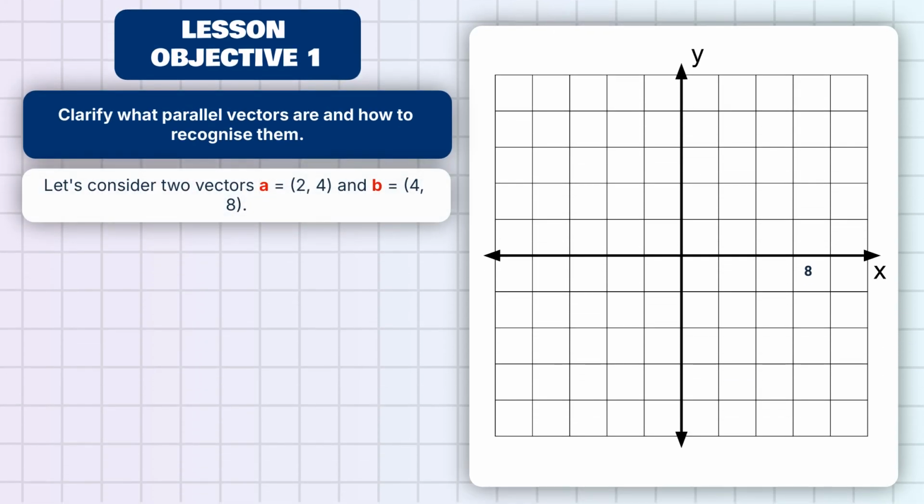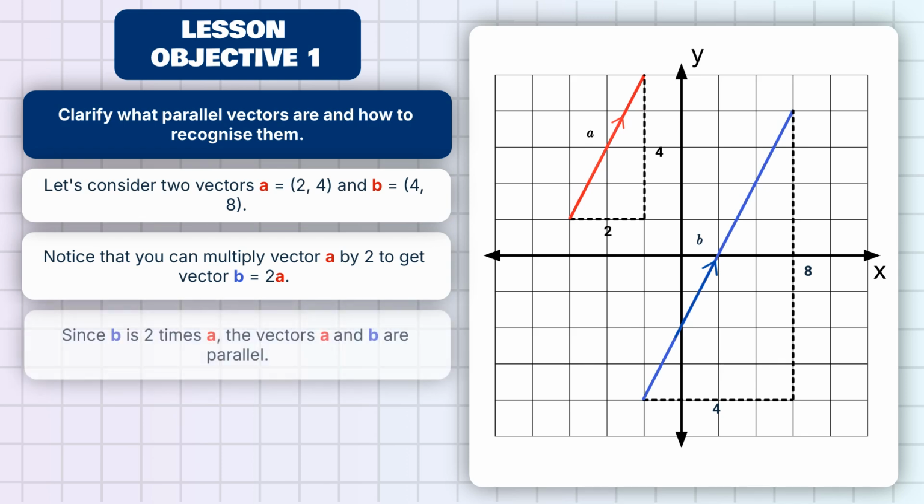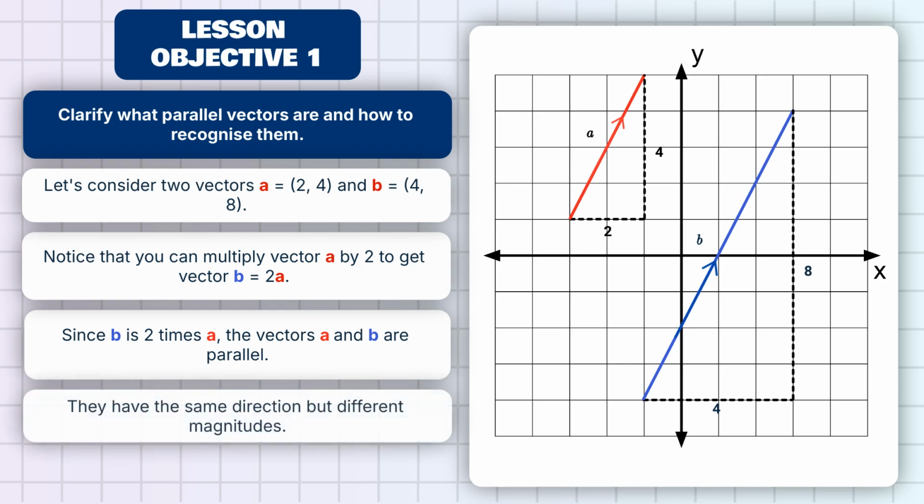For example, let's consider two vectors a and b. Notice that you can multiply vector a by 2 to get vector b, which equals 2a. Since b is 2 times a, the vectors a and b are parallel. They have the same direction but different magnitudes.